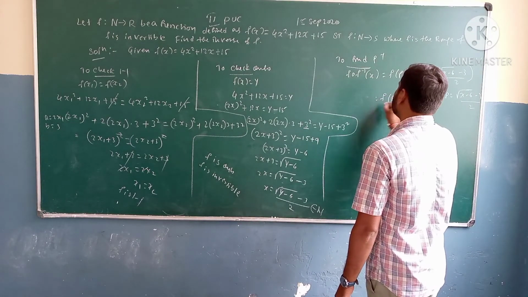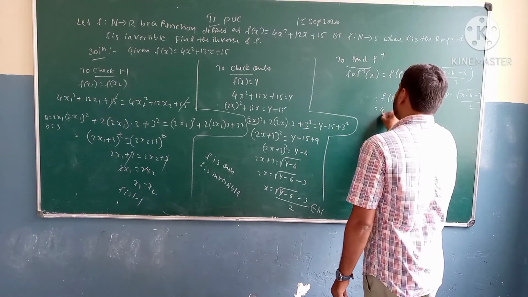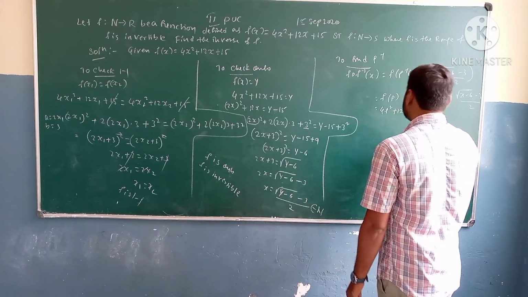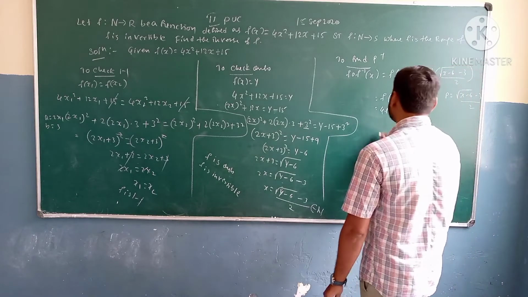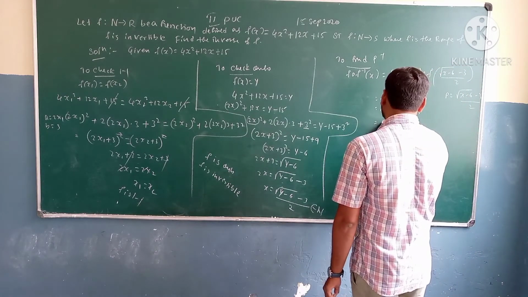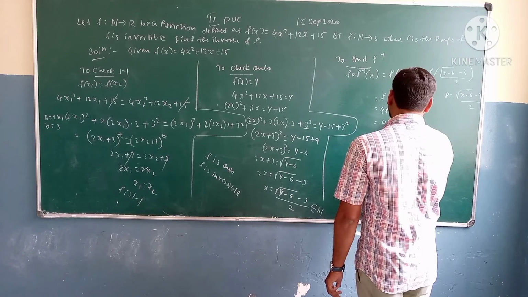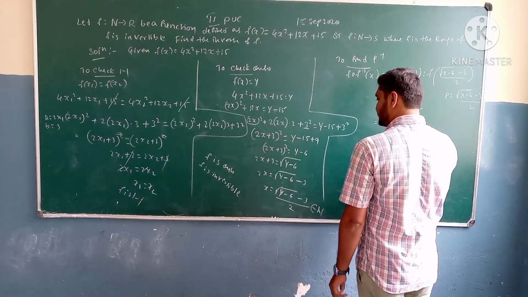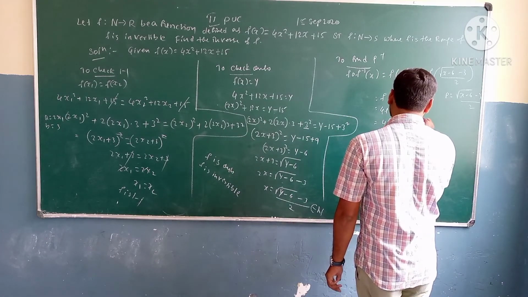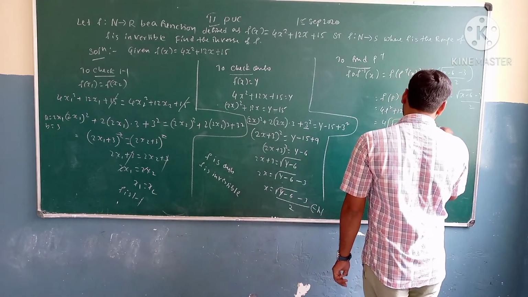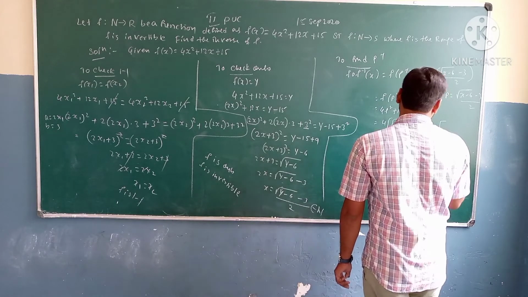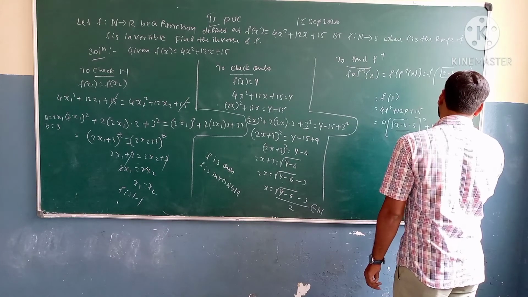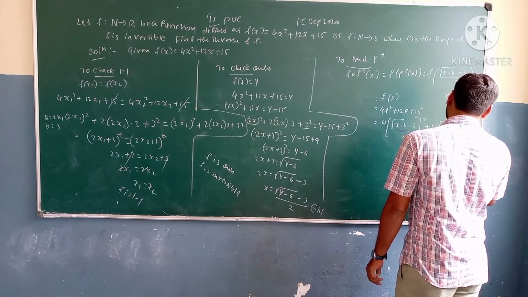So we know that f of p is 4p square plus 12p plus 15. So it can be 4 into root of x minus 6 minus 3 divided by 2, whole square, plus 12p, so 12 into root of x minus 6 minus 3 divided by 2, plus 15.